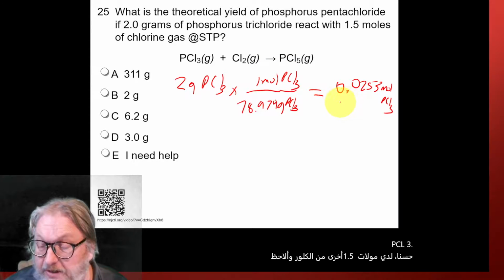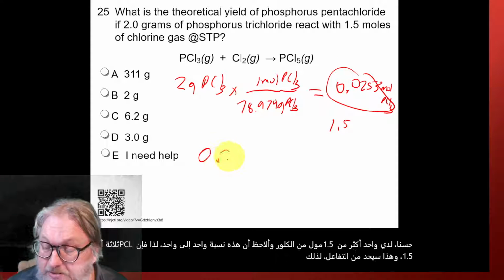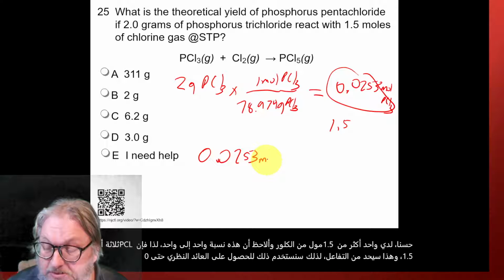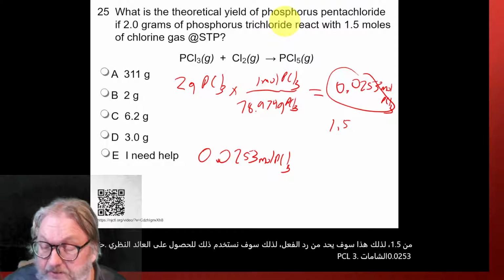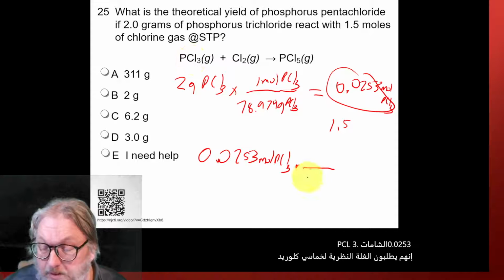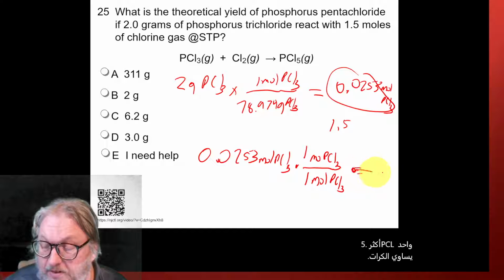So PCl3 is less than 1.5, so that's going to limit the reaction. So we'll use that to get the theoretical yield. So 0.0253 moles of PCl3. They're asking for the theoretical yield of phosphorus pentachloride. So I have to use the molar mass. That's 1 mole of PCl3, 1 mole PCl5 equals moles. They're asking for grams, so I have to convert it into grams.